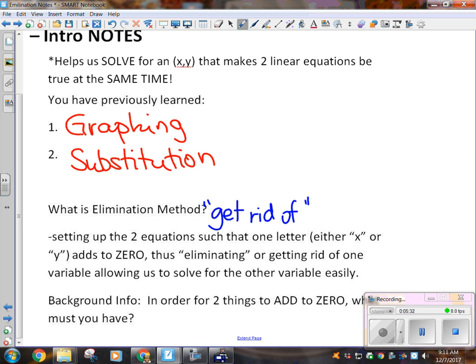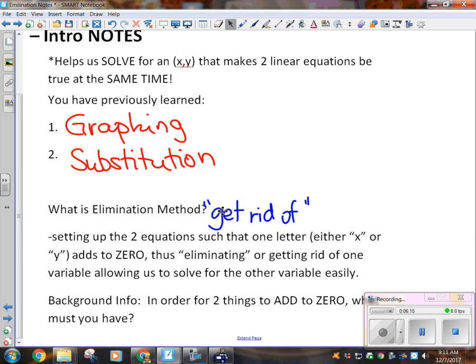Now, my goal is to either get rid of an X or get rid of a Y. So we're going to set up the two equations so that one letter, either the X or the Y, adds to 0. How do you get two numbers to add to 0? Minus that number by itself. Or, what would I have to add to negative 5 to make it 0? Add positive 5. What would you have to add to 7 to make 0? Negative 7. So we want to set up a situation where we add and the numbers add to 0.